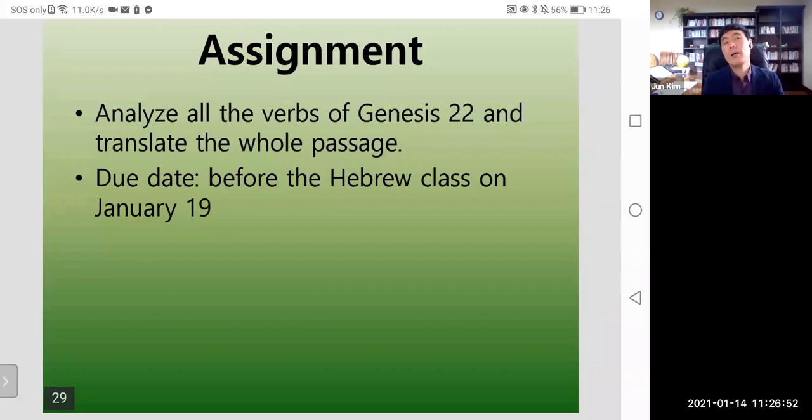So in the analysis table, you analyze only verbs. And then on another paper, you put the translation. So you need to put verse 1 and its translation, then verse 2 and its translation. Do you understand how to do it? Okay, so it is due on Tuesday next week. Sorry, I was filled with the Holy Spirit for seven minutes. Do you have any question?